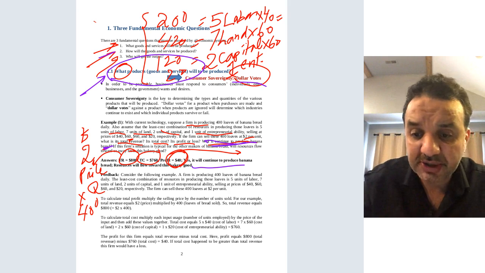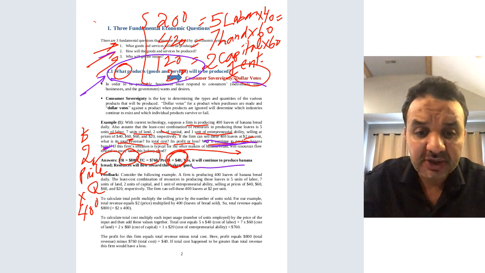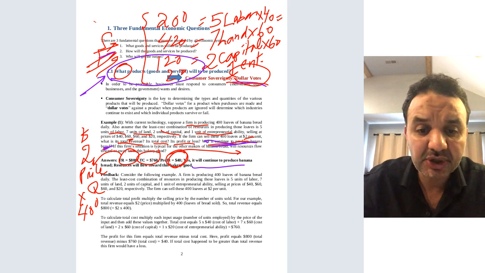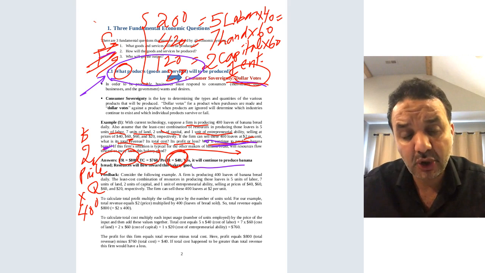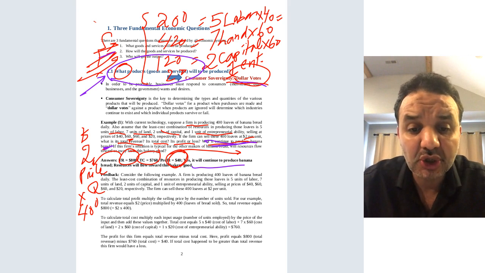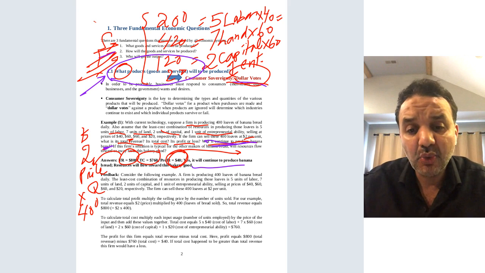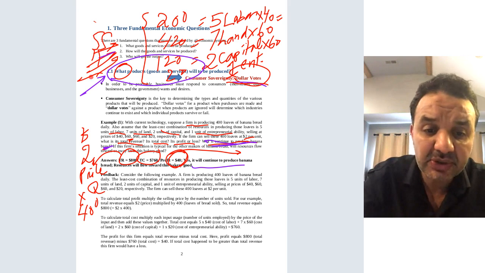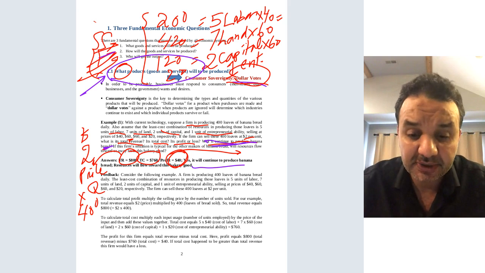Just to summarize everything I said here. The three fundamental questions: what goods will be produced? Dollar votes, or money talks. The second question is, how will the goods be produced? Using the lowest cost. The last question is, who will get the output? I said you have to target the customers you are supposed to sell this to. So these are the three economic questions which any business owner has to answer.